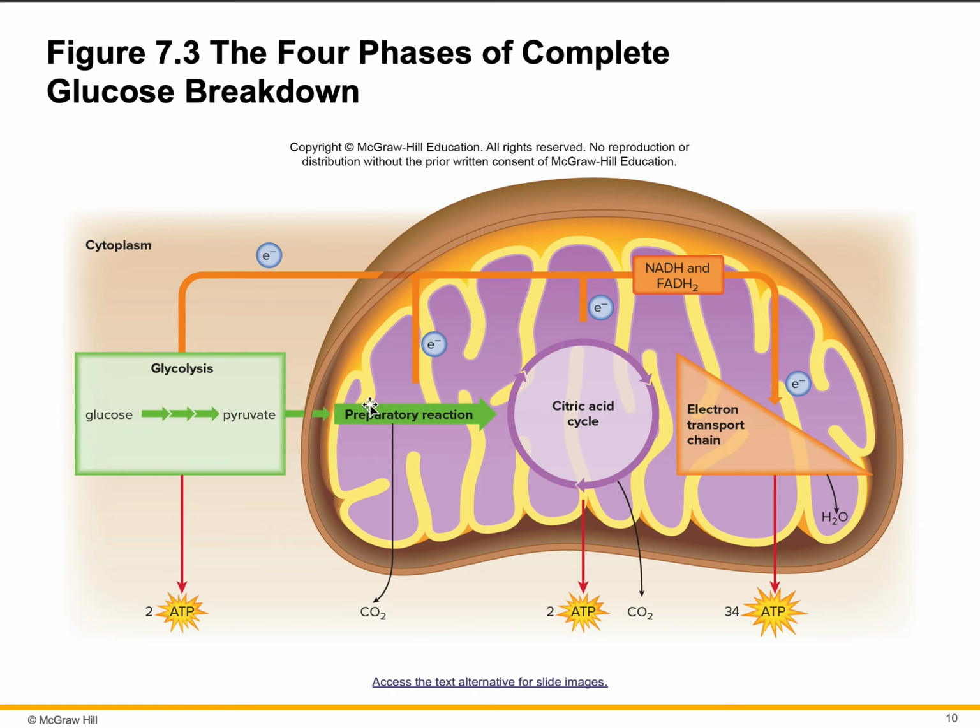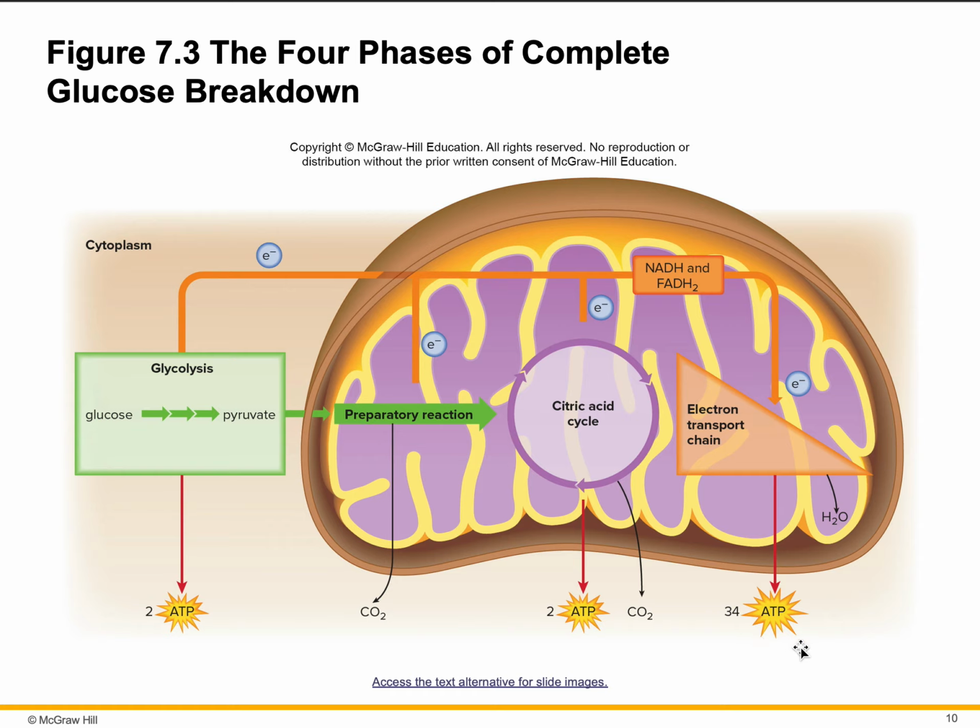Another thing that you will see on your test is how much ATP each of these make. So let's go ahead and take a look. Glycolysis makes how much ATP? It makes 2. How much does the citric acid cycle make? It also makes 2 ATPs. And then the electron transport chain makes 34.